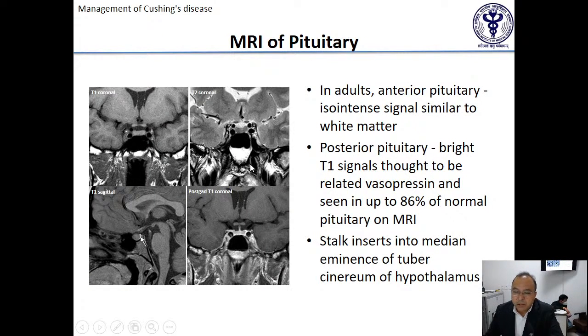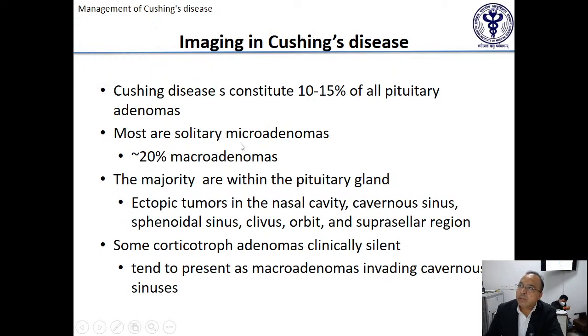In adults, the normal pituitary gland is isointense to the white matter on both T1 and T2 weighted images. The posterior pituitary gland appears as a hyperintense structure, which is bright on T1 weighted images. The pituitary stalk is in the midline. As you see, the pituitary gland has homogeneous signal intensity in the normal patient.